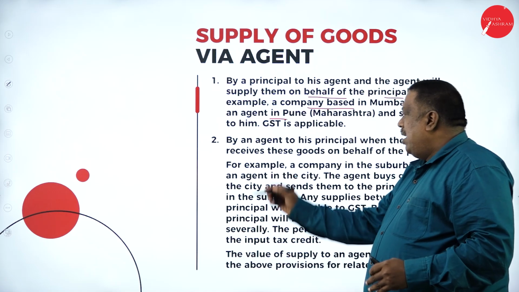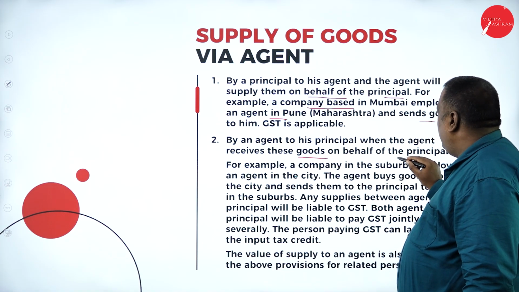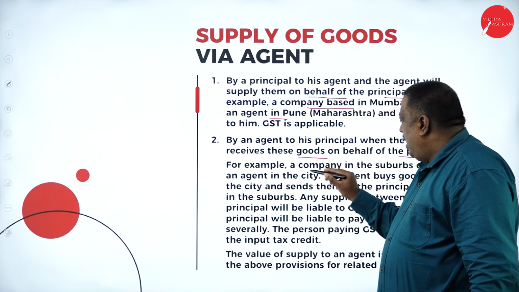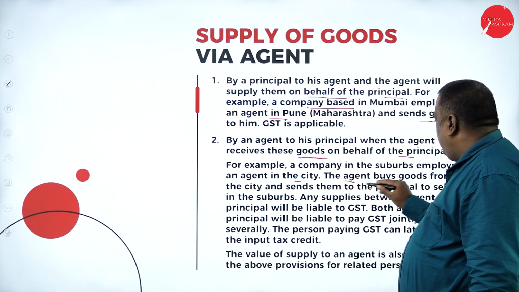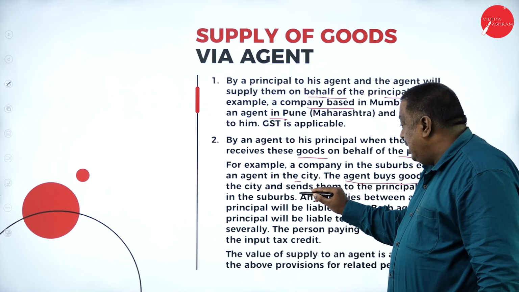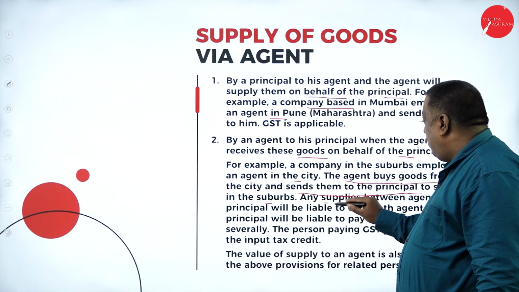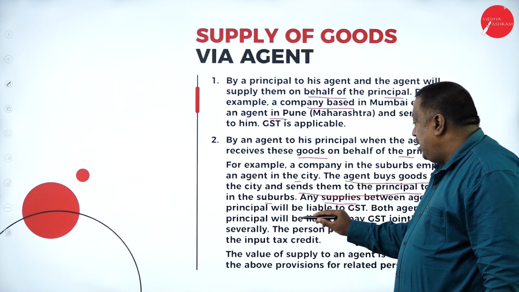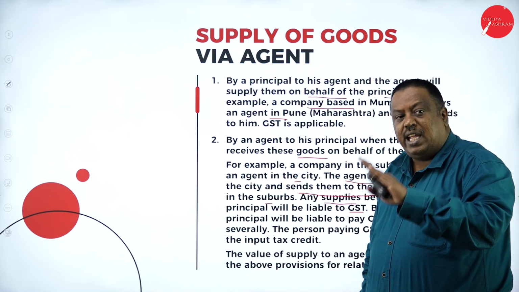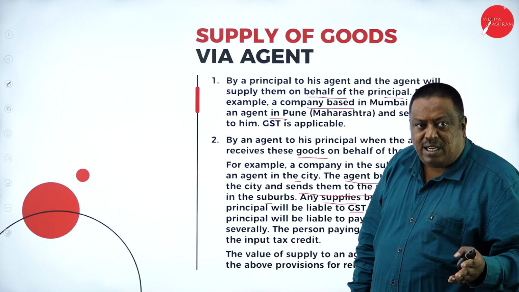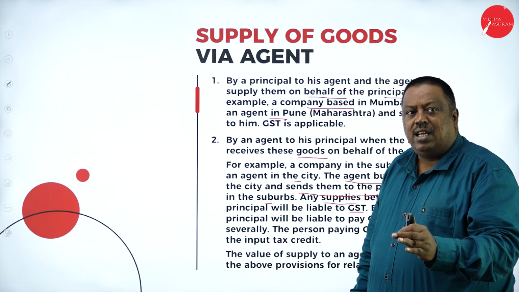When the goods have been moved from the main person, automatically the GST is going to be charged. By the agent to his principal, when the agent receives the goods on behalf of the principal. For example, a company in the suburbs employs an agent in the city. The agent buys the goods from the city and sends them to the principal to sell in the suburbs. Any supplies between agent and principal will be liable to GST, either principal to agent or agent to principal. In both concepts, GST is levied.